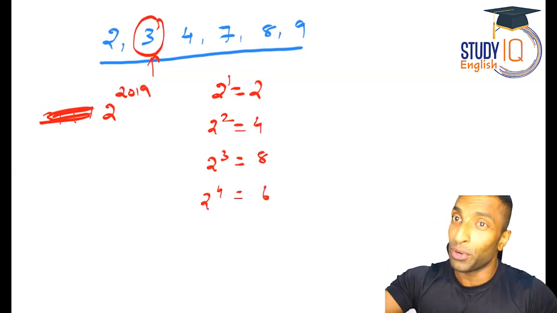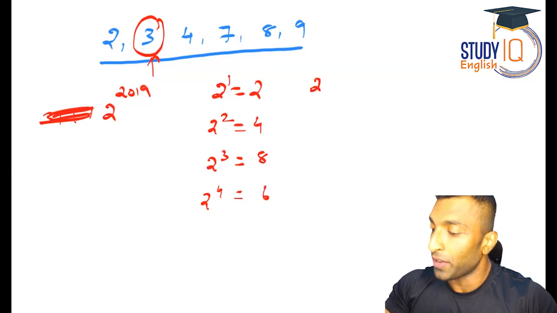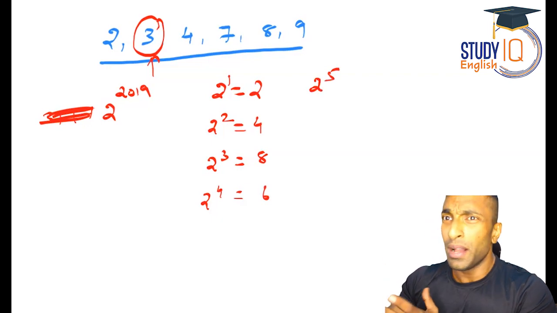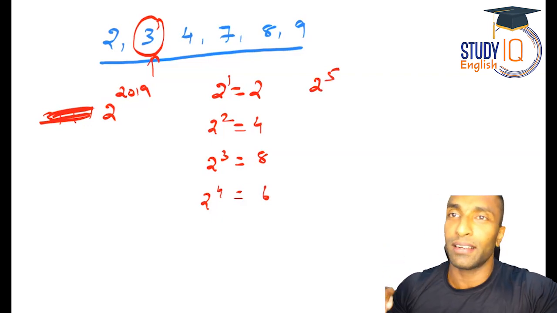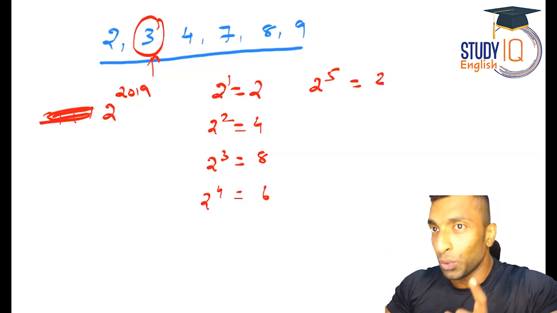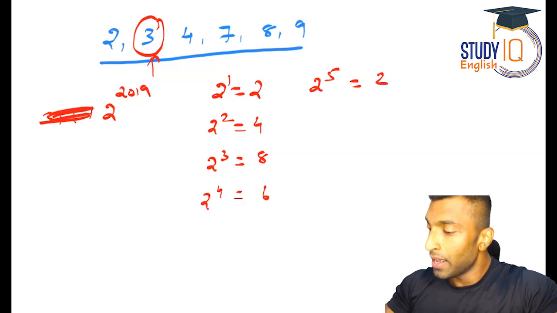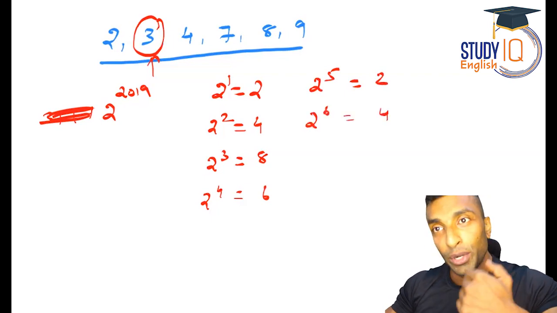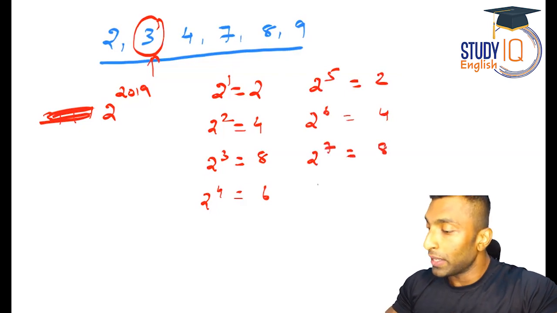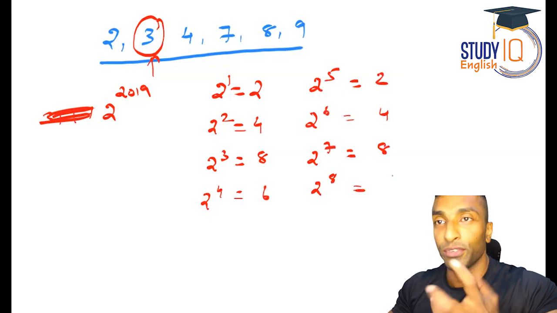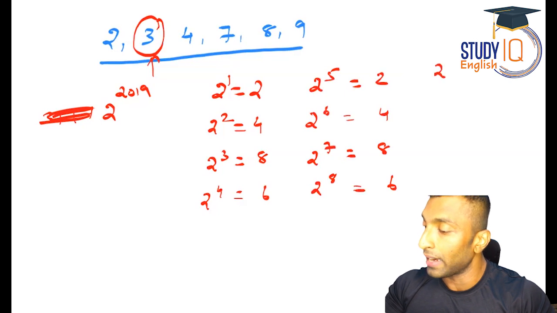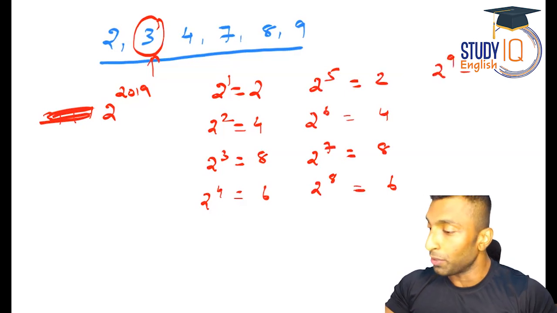Now let's see what is actually going to happen after this. Let's talk about 2 raised to 5, which is 6 into 2. In fact, 16 into 2 is 32, but I don't want to go for that. I can take 6 into 2 because the last digit is what matters, right? 6 into 2 is 12, so I'll write 2. And 2 raised to 6 is going to be 2 into 2, that is 4. 2 raised to 7 is going to be 4 into 2, that is 8. 2 raised to 8 is going to be 6. And if you do the same thing, it will repeat. Now 2 raised to 9 is going to be 6 into 2, that is going to be 2.